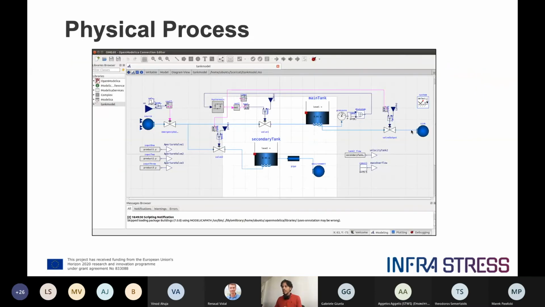So you will see here the simulated physical process. This is the physical process that has been implemented in OpenModelica and that we use in our simulator to simulate the process and produce the data feeds.